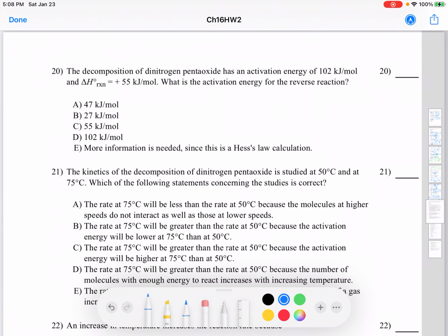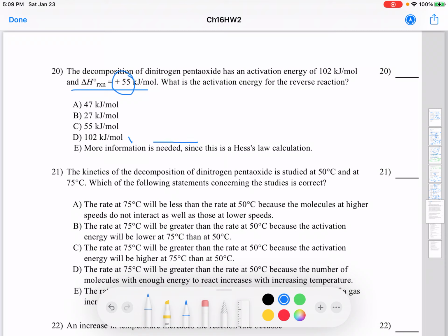The decomposition of dinitrogen pentoxide, activation energy given 102 kilojoules per mole, and the delta H for the reaction given 55. What is the activation energy for the reverse reaction? Now it says delta H is positive 55. From the sign we can identify whether it is an exothermic or endothermic reaction. Normally, in an exothermic reaction, delta H is negative. In an endothermic reaction, delta H is positive.